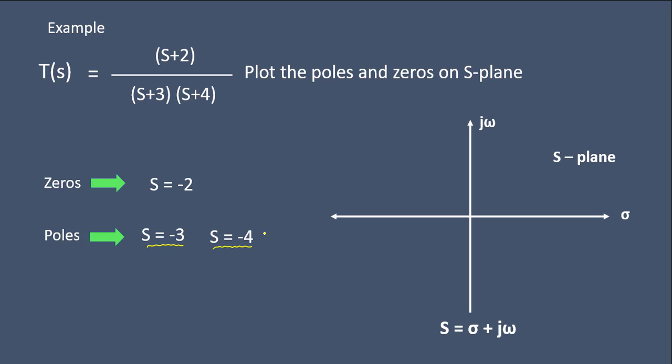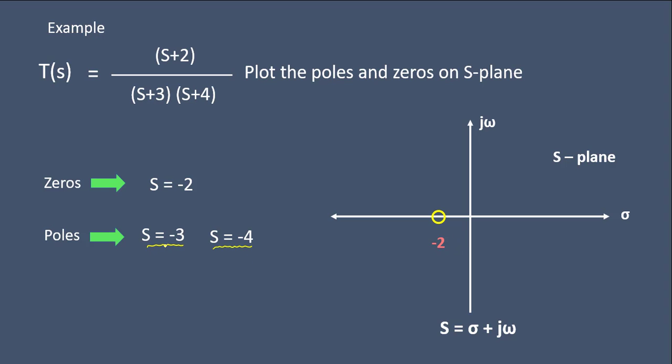Now we have to plot this on the S plane. We know S plane is sigma plus j omega, where sigma represents the real part and j omega represents the imaginary part. Now first, let us plot the zero. We have a zero at s equals to minus 2. We have to draw a small circle and it denotes there is a zero on that point.